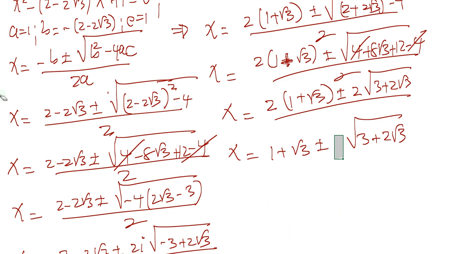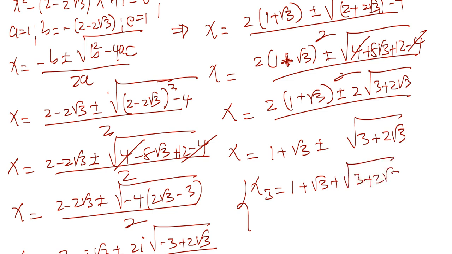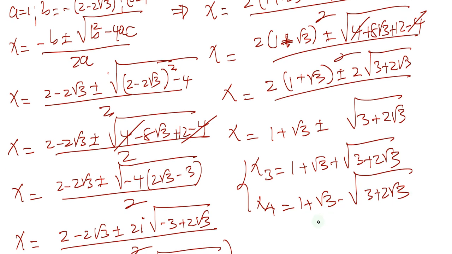So this means that we have our real solutions as x3 equals to 1 plus square root of 3 plus square root of 3 plus 2 square root of 3, and our x4 is 1 plus square root of 3 minus square root of 3 plus 2 square root of 3.